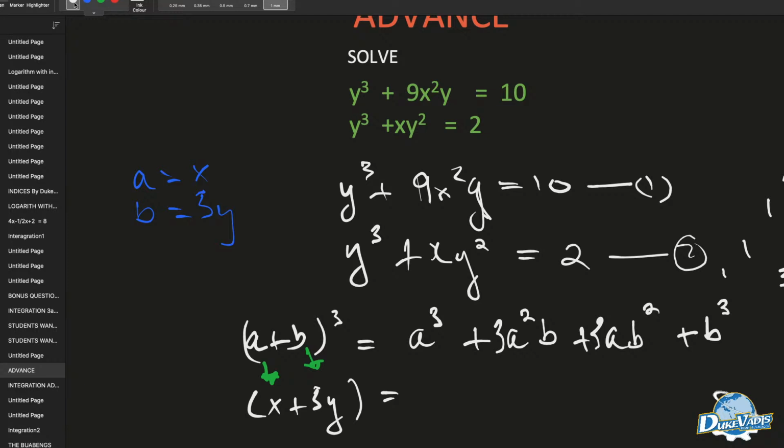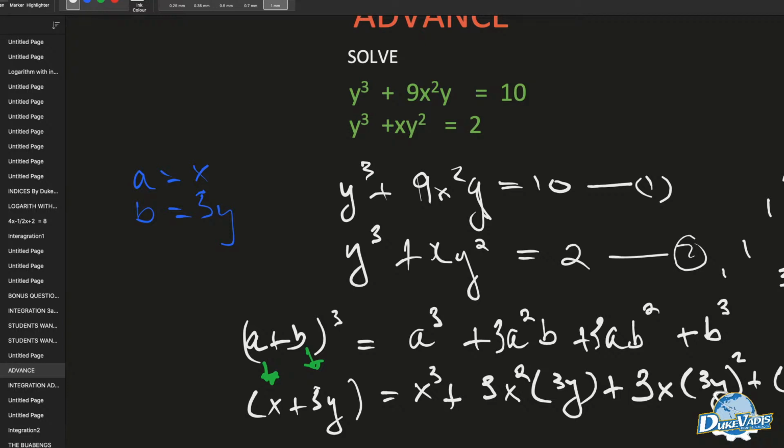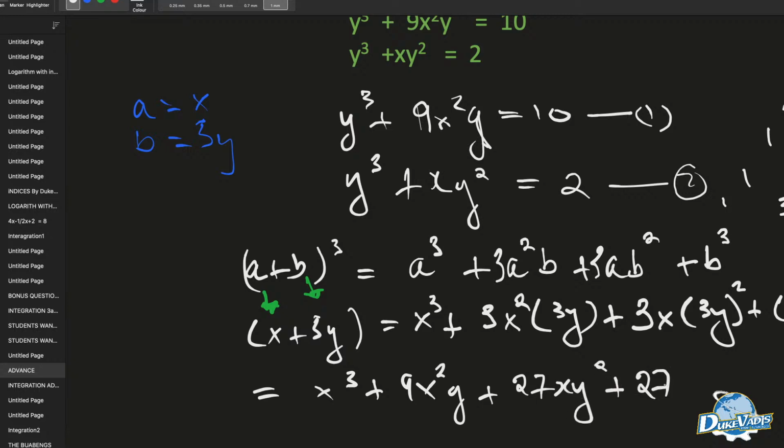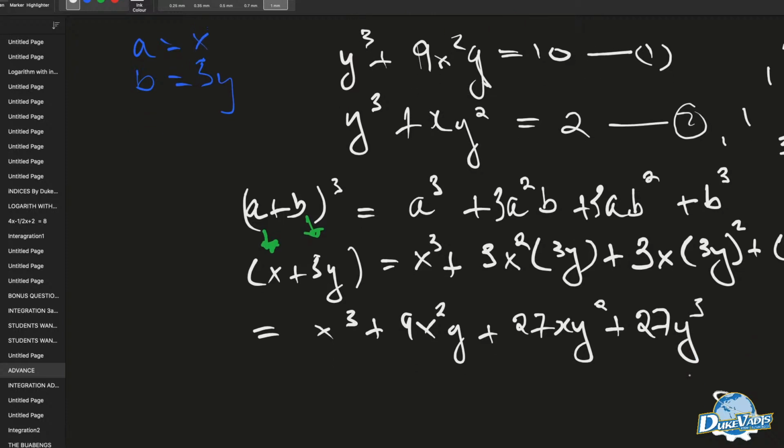Okay, now let's see. If that is the case, then our a cubed will be x cubed plus 3, a is still x, so 3x squared times 3y, plus 3, a is still x, and b is 3y squared, plus, in brackets, 3y again, all cubed. Okay, so if we expand it further, then our final answer will be x cubed plus 9x squared y. Then we are going to get 27xy squared plus 27 again, y cubed. Isn't that beautiful? Fantastic.